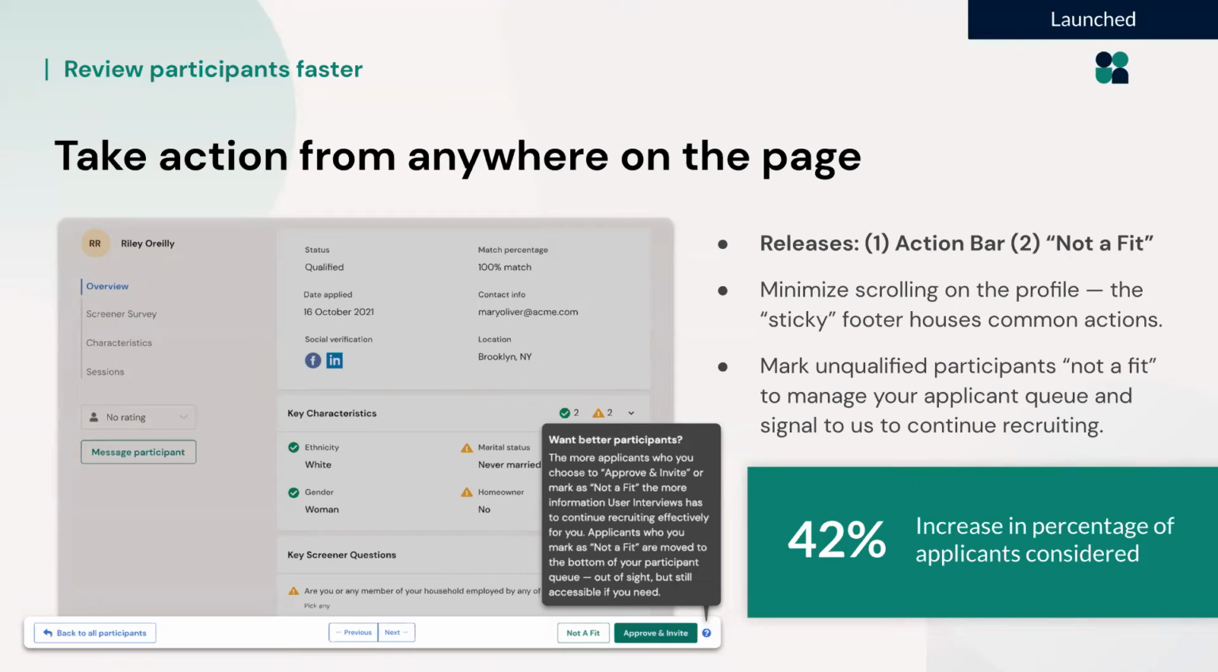The first from Mandy. Thank you, Mandy. In addition to indicating whether someone is a fit, how can we add our own notes within the platform versus offline?